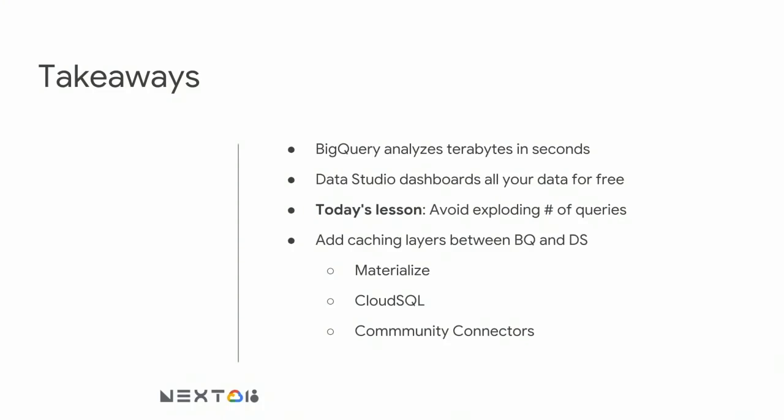Sure. So BigQuery is really, really awesome to analyze terabytes of data. And Data Studio is more awesome because it lets you dashboard all of your data for free. Exactly. But if you want to put them together, you want some rules in between. Yes, there needs to be something in between, a caching layer. Exactly. And there are ways that you can do this that Materialize you will have soon and will be pretty easy to use. And you can use Cloud SQL, you can use community connectors. Adding a caching layer will let you avoid having an exploding number of queries in BigQuery.